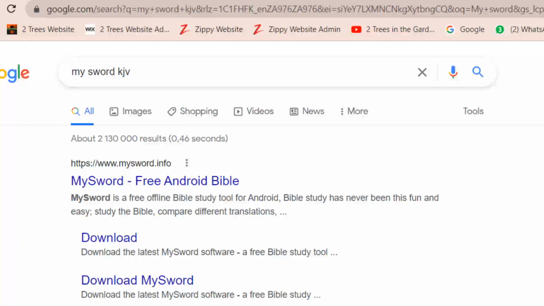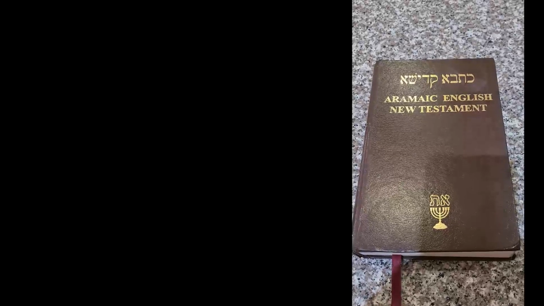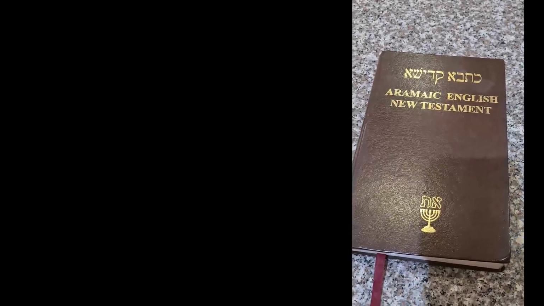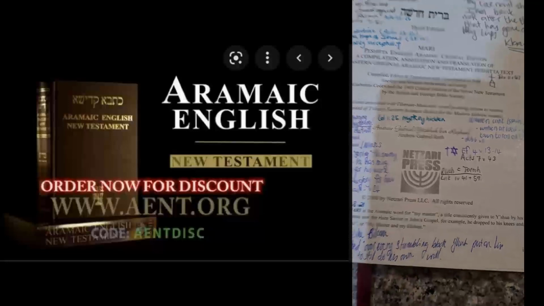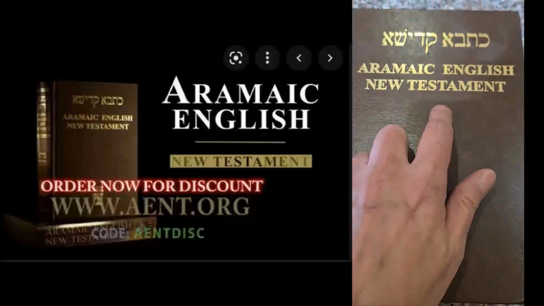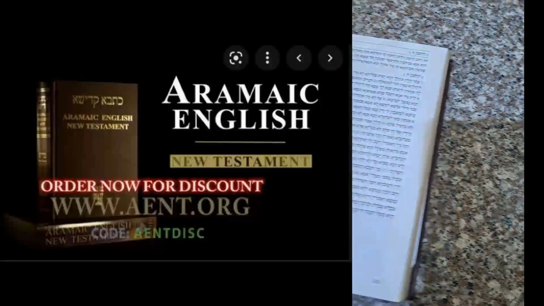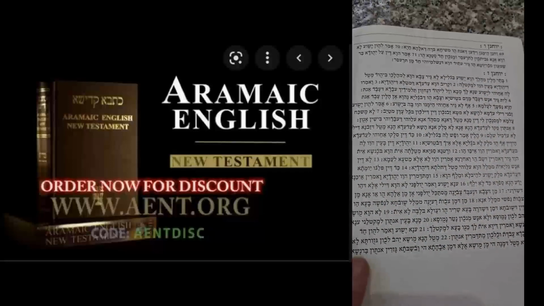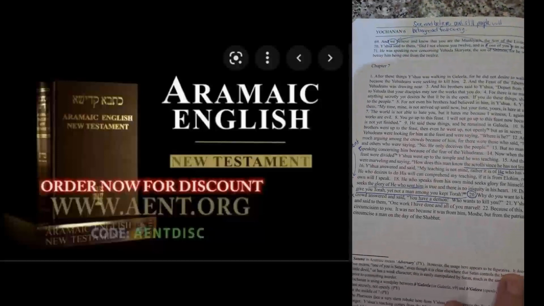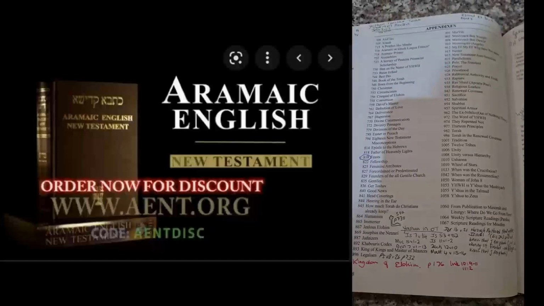You don't have to be able to read or understand Greek or Hebrew. You can still do your research like that. This is the Aramaic English New Testament. And you can order it from Netzari Press. Just go to Google and look for Netzari Press and then ask for the Aramaic English New Testament. So on the inside, you have on the one page the Aramaic, which is very similar to the Hebrew. And then on the left-hand side, you have the normal English.